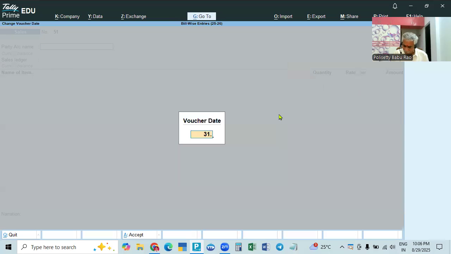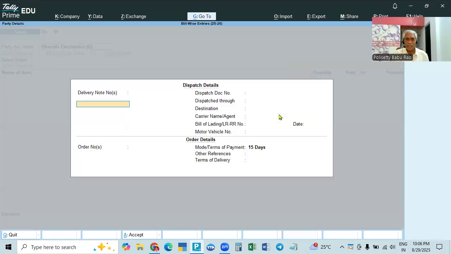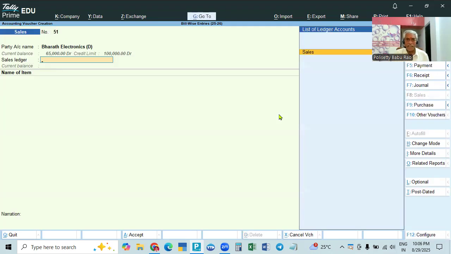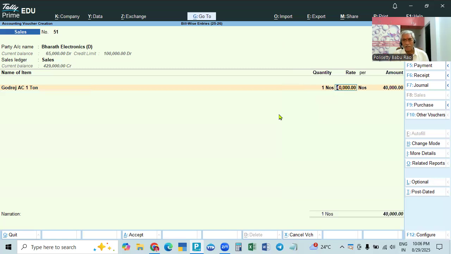Now we are taking, for example, 31st July. 31st July we are selling to him again. Sales, we are making the sale of Godrej AC machine. Again one number we are selling for 40,000. See here, the already existing balance is 65,000. The new bill is 40,000. So with this bill, the total balance will become 1,05,000. So this bill is crossing the credit limit.